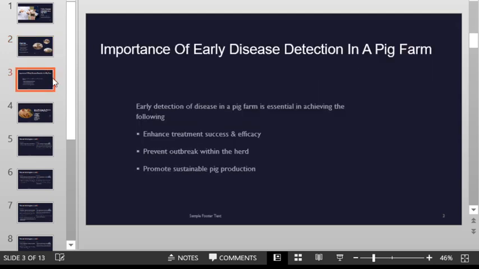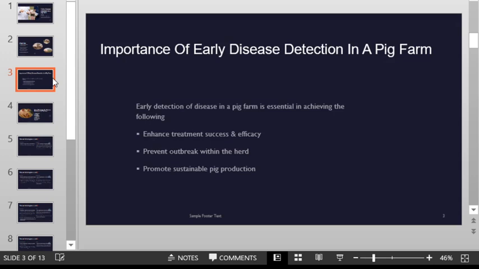So, what is the importance of early disease detection on the pig farm? There are 3 critical points that make it important for you to be able to detect disease early on in your farm.